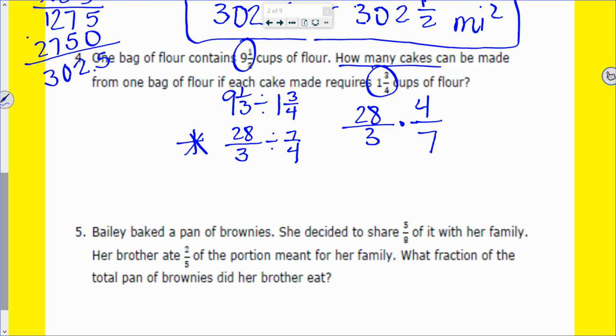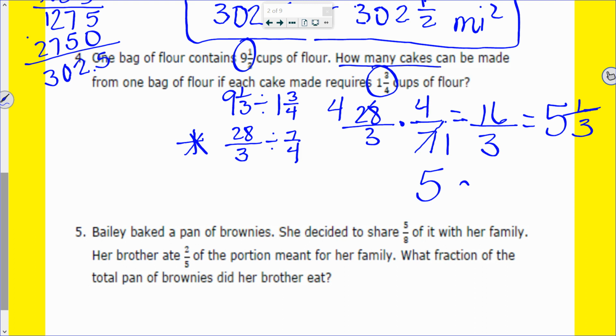Okay, so now that I have my problem written correctly, I'm going to go through and simplify before I multiply. I can take 7 from 7 and I'm going to change 28 to a 4. 4 times 4 is 16/3, which then converts down to 5 1/3 of a cake. However, when you go to a bakery, you can't go up and order a third of a cake, so the bakery can make 5 whole cakes.